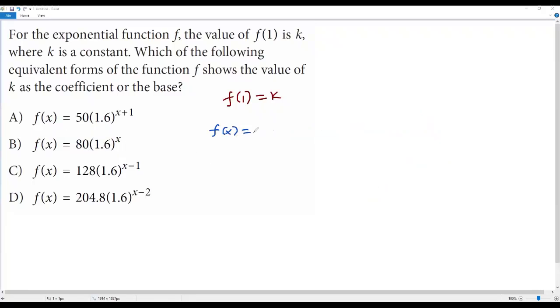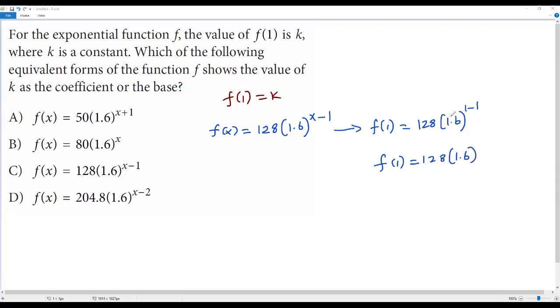Okay, now let me consider option C. 128 times 1.6 to the power x minus 1. The same thing, we have to plug in x equals 1. Then I'm getting 128 times 1.6 to the power 1 minus 1. 1 minus 1 will become 0. Anything to the power 0 is equal to 1, so the value of this part is 1. So we get f of 1 is equal to 128.